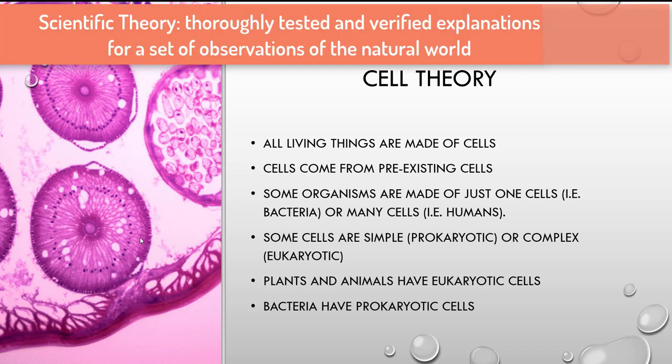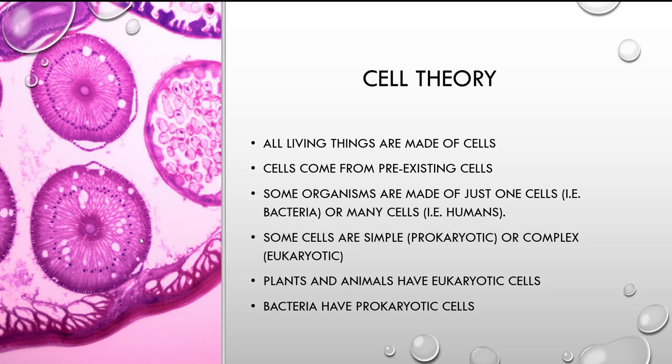So a scientific theory is basically like a hypothesis on steroids. So it's an educated guess, it's broad in scope, and it has been proven over and over and over again with varied evidence. So in this case, cell theory states that all living things are made of cells. So far, we have never found a living thing that is not made of cells. So all living things are made of cells. So that's part one of cell theory.